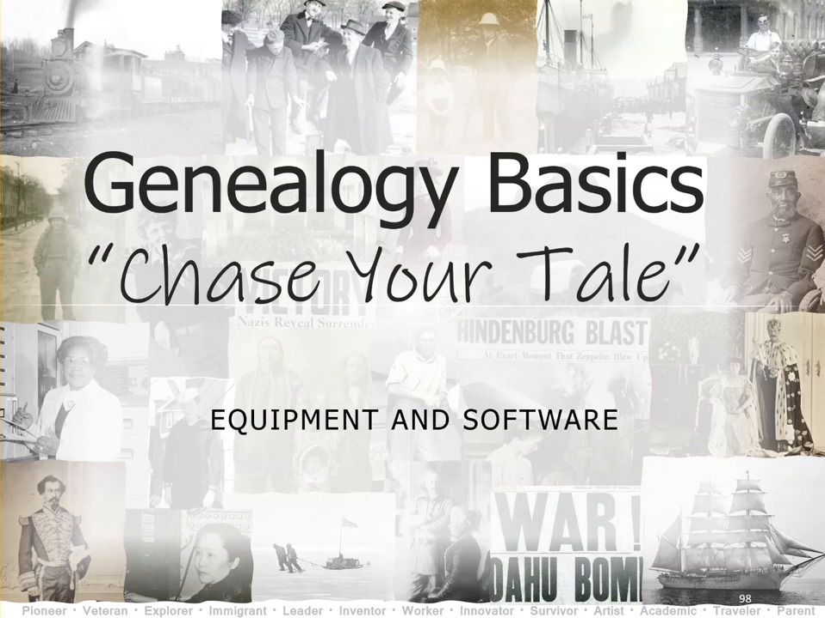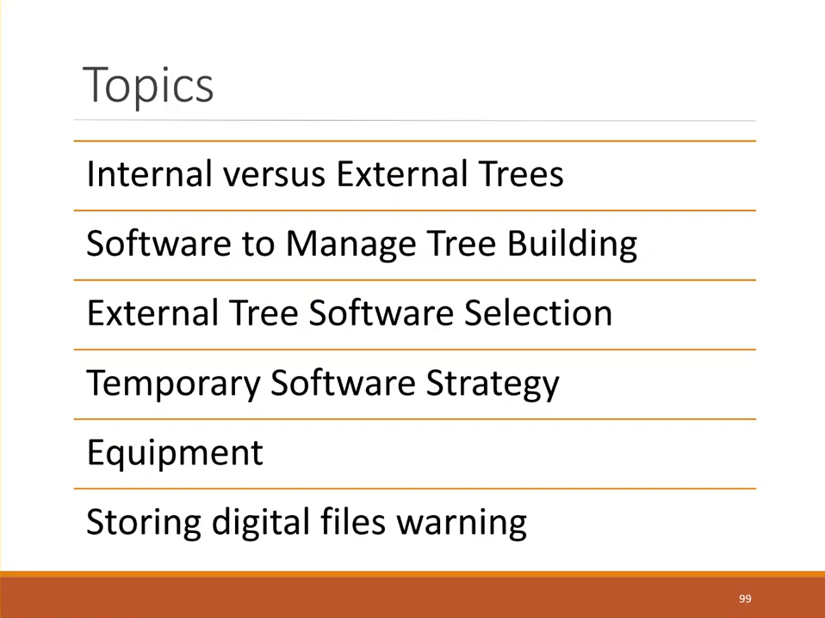Today we're going to focus on equipment and software. I'm going to go through and look at the two types of trees. This is the way I call them, internal and external trees. We'll look at some software, then dig a little bit into selection of external software, and then give you a suggestion for just a temporary strategy so you don't have to make any decision right now.